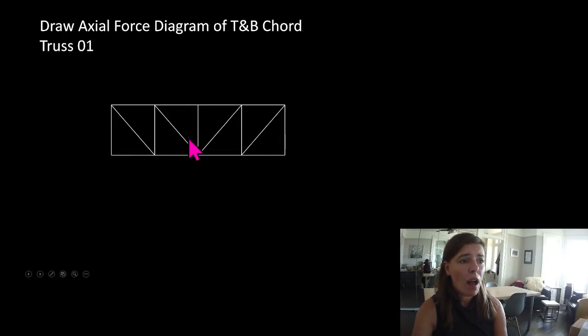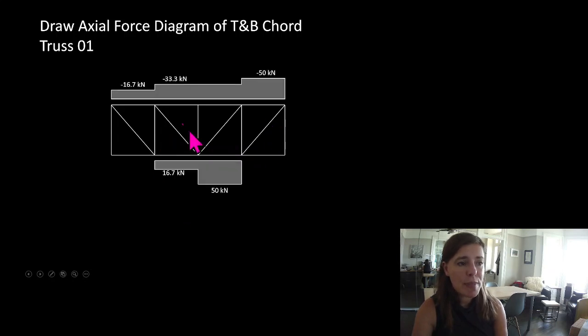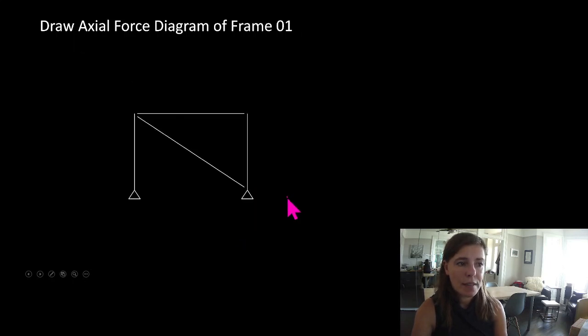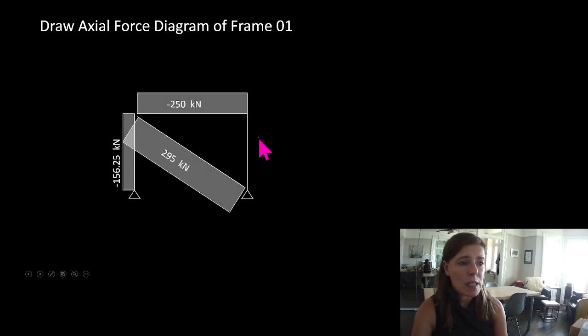Let's draw the axial force diagram of our truss. Now, it was really messy to draw the chords in, the webs in, so I'm just drawing the top chord and the bottom chord for you, just so it's a little bit easier to see. So these were the values we figured out. Look, there's all compression in the top and all tension in the bottom, and it looks like these two members are the most impacted. Let's draw the axial force diagram of our frame. We had nothing in this one, 250 kilonewtons of compression, 156.25 kilonewtons of compression, and 295 kilonewtons of tension.